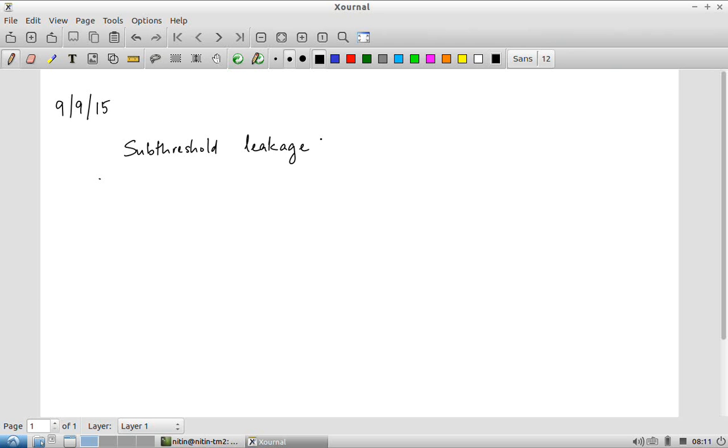Okay? So the first question that comes to us is, what can we do to reduce sub-threshold leakage current? From what you know of the transistor so far, what can you think of that would allow you to reduce the sub-threshold leakage current? Right, so the threshold voltage is probably the most important characteristic over there. So, should you increase it or decrease it? Increase it, right?